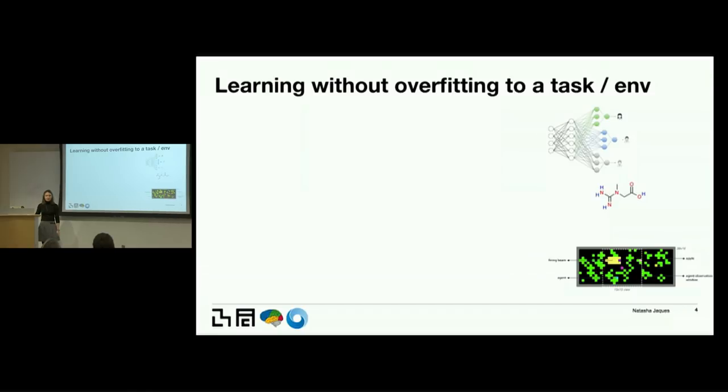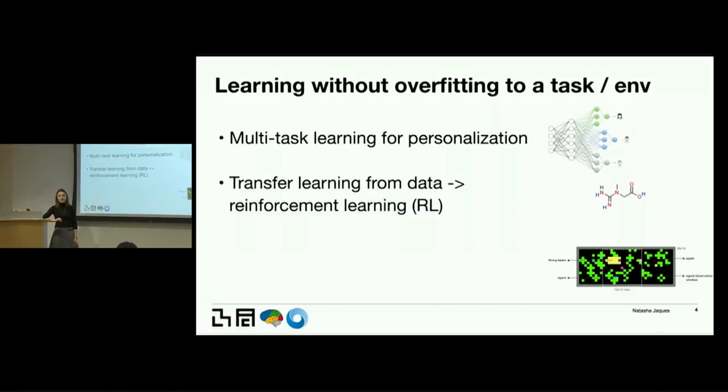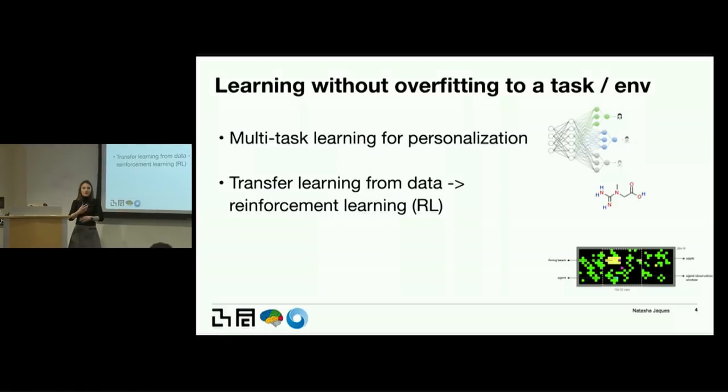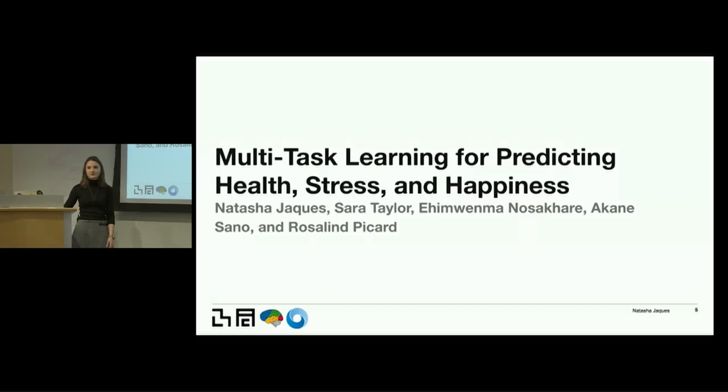So the first project I'm going to talk about uses a multitask learning approach, where you're trying to learn a classifier that can learn multiple related tasks at once and benefit from the other tasks. The second project does a type of transfer learning, where you first train on data, and then you transfer what you've learned from the data to learning with reinforcement learning. And the final project is a reinforcement learning approach for multi-agent RL, where you use an intrinsic motivation mechanism. And so that basically is an incentive that might cause you to learn across multiple different types of problems. So I'll start with the multitask learning talk.